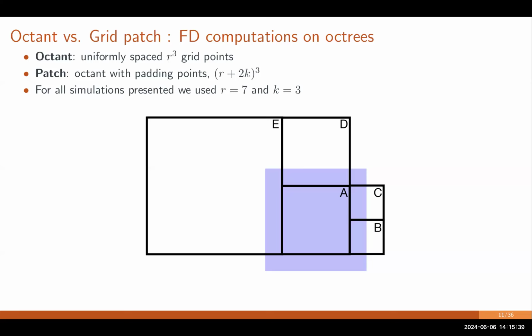So for each patch, which contains k points in all directions, the patch will be r plus 2k cubed. And for all the simulations presented, we use r equals 7 and also k equals 3, because we are doing sixth order finite difference in space.